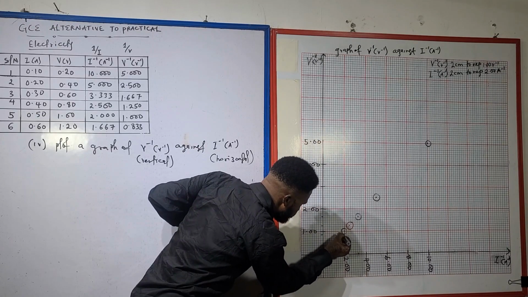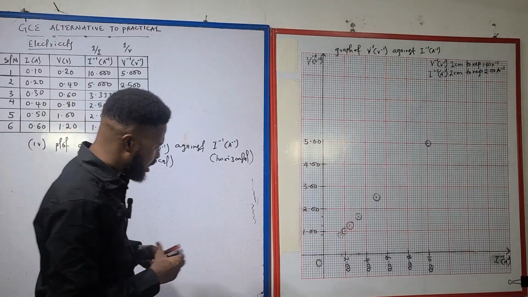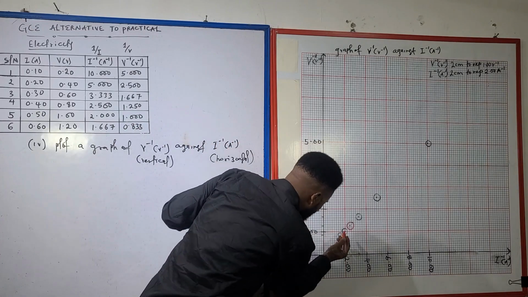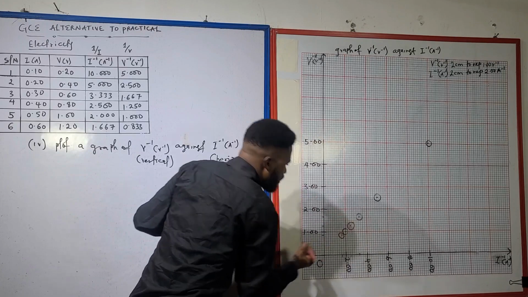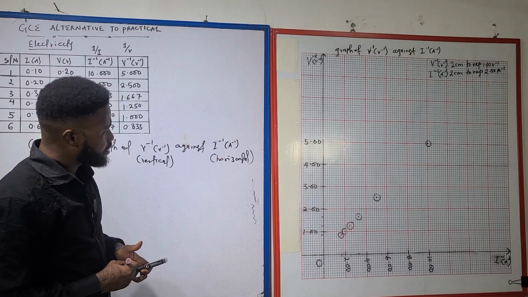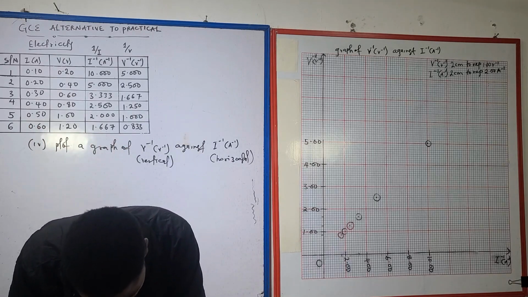So I'm going to get that point out as well. Let me make it a bit more colorful. So those are my 6 points. So that's for plotting the graph.